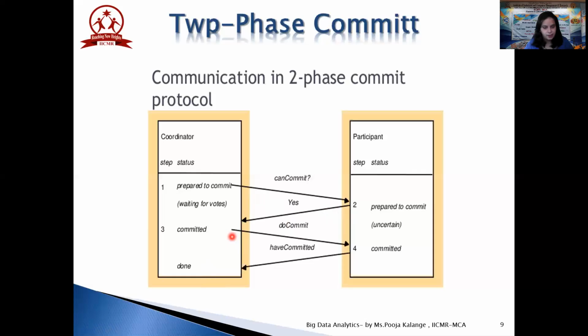What are the advantages? What are the disadvantages? We've already studied this in distributed databases, so I will not go much deeper into this. So you know a basic two-phase commit: we have a prepare phase and then we have a commit phase, right?